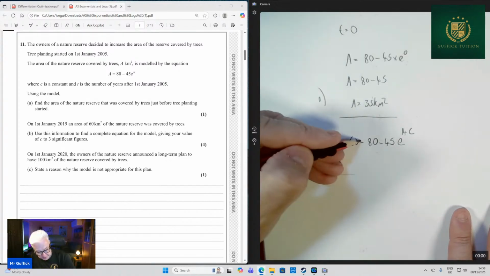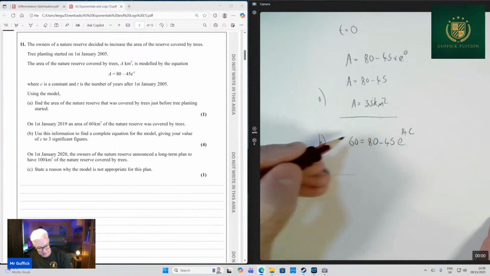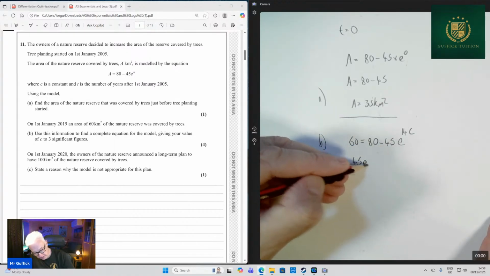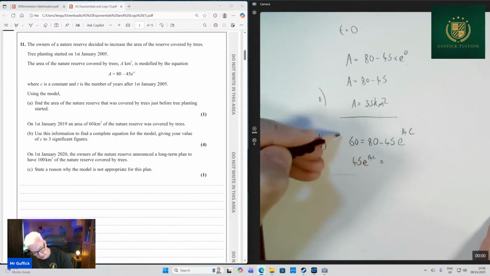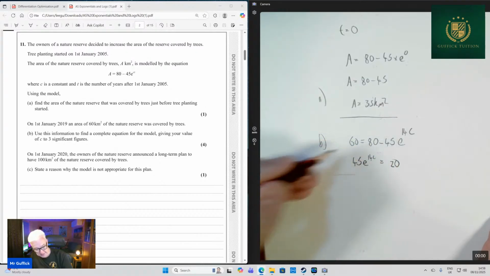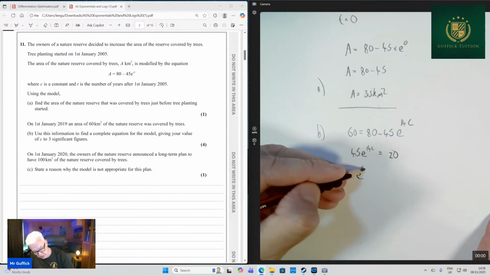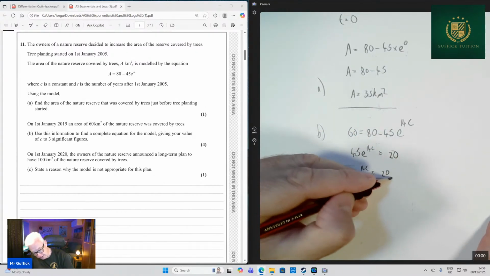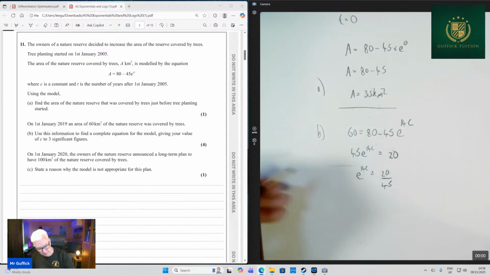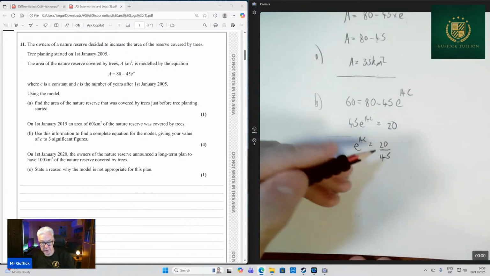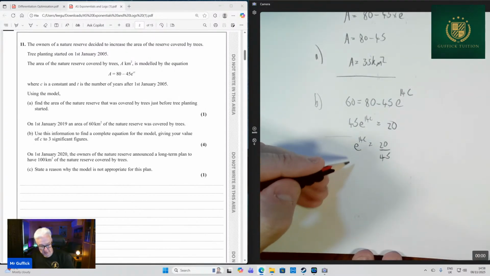So we can just solve this now. Just add that 45 over there. So 45 e to the 14C equals 20 when we take 60 off both sides. So e to the 14C is 20 over 45. And then we're going to basically now take natural logs of both sides.